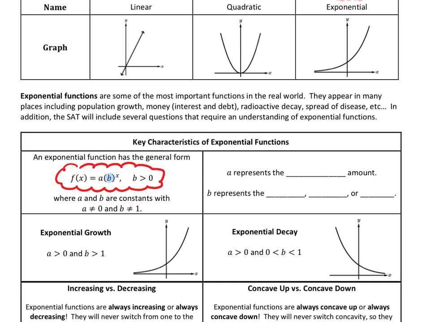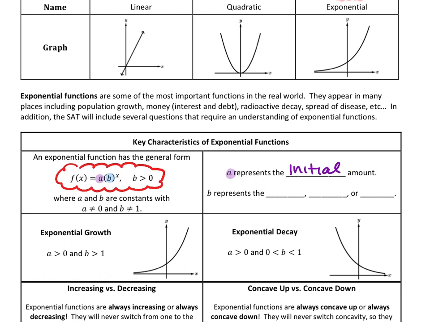A represents what's called the initial amount. So that's this value here. That's my initial amount. That makes sense because that was our starting term in our sequence. That's our initial amount. It's our y-intercept.